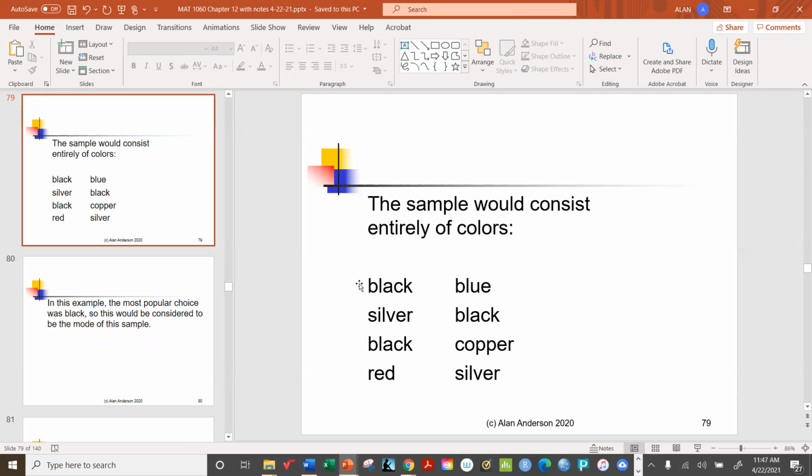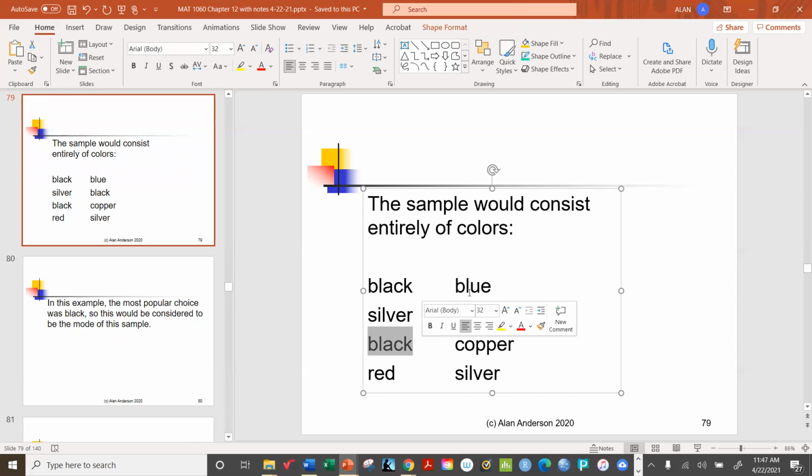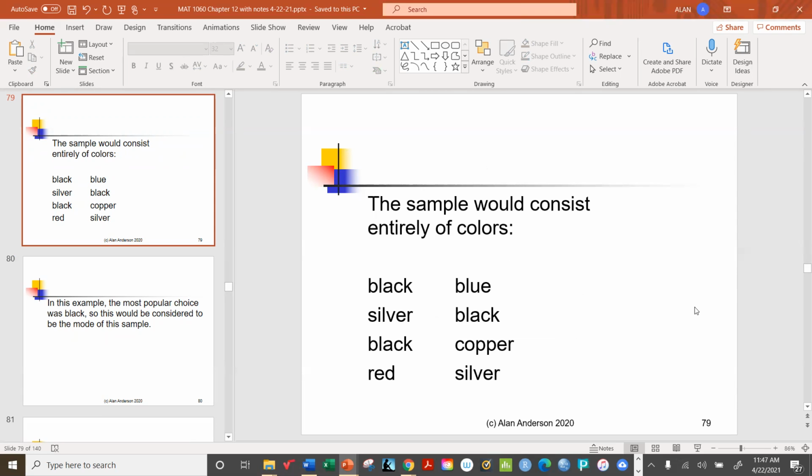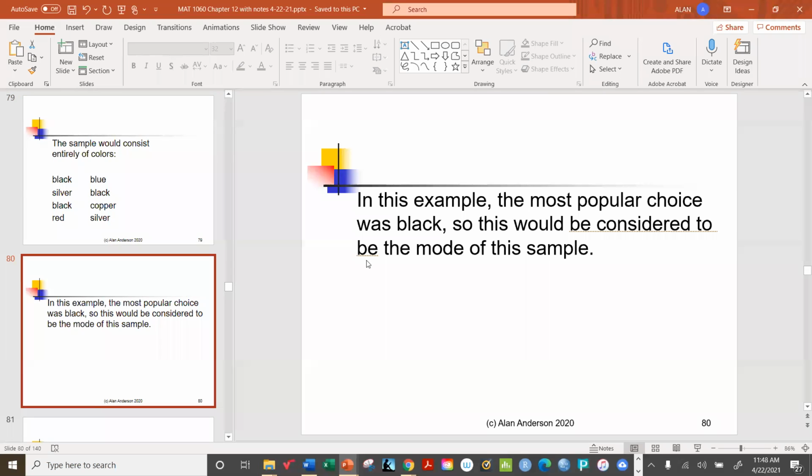And you can see by a slight margin, more people said black than anything else. So we would say in this case that the mode of this sample is black because there's more blacks than silvers or blues or coppers or reds. So the mode is black.